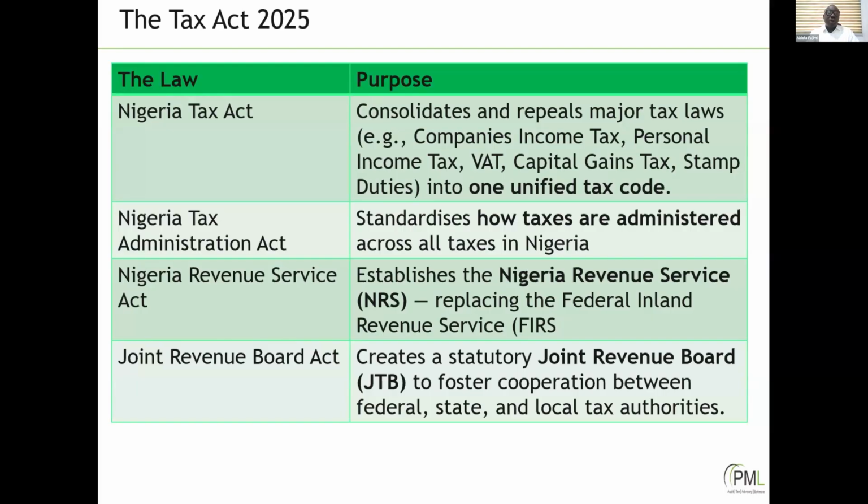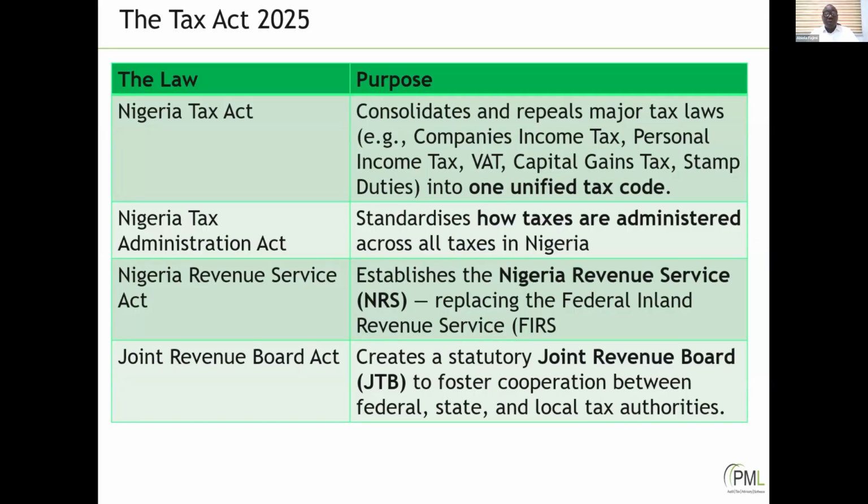Then the last one is the Joint Revenue Board Act, which creates the statutory body for the federal government, that's the Nigerian Revenue Service, and the State Internal Revenue Service, plus the local government. So it creates that body, bringing together all these 3 tiers of government to discuss the issues of taxes and revenue collection. So that has been created by the Act.